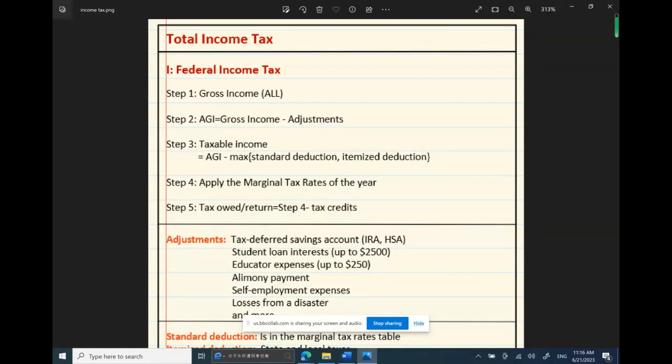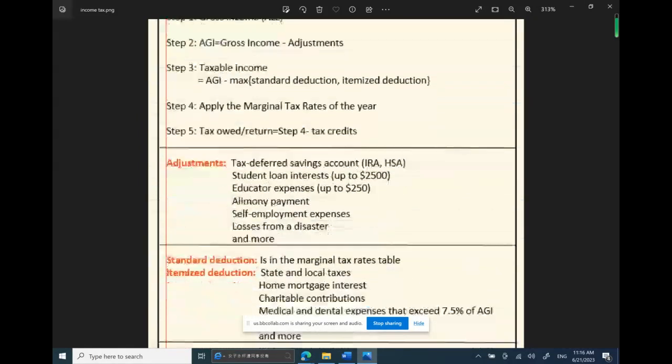The second step is to find AGI. Please remember, what does AGI stand for? Very important word. AGI stands for adjusted gross income. AGI is the difference between gross income and adjustments. We subtract adjustments from gross income to have AGI. And here we have a question, what are adjustments? Look at the table right here.